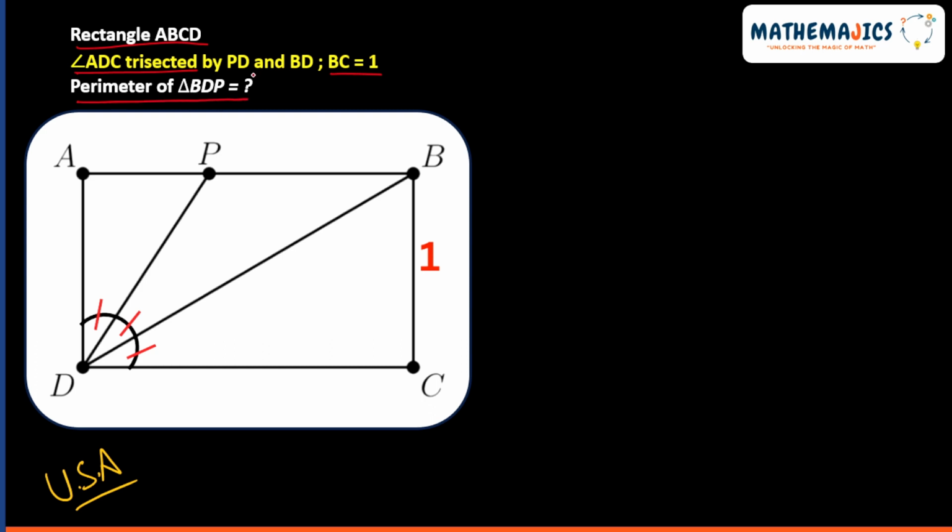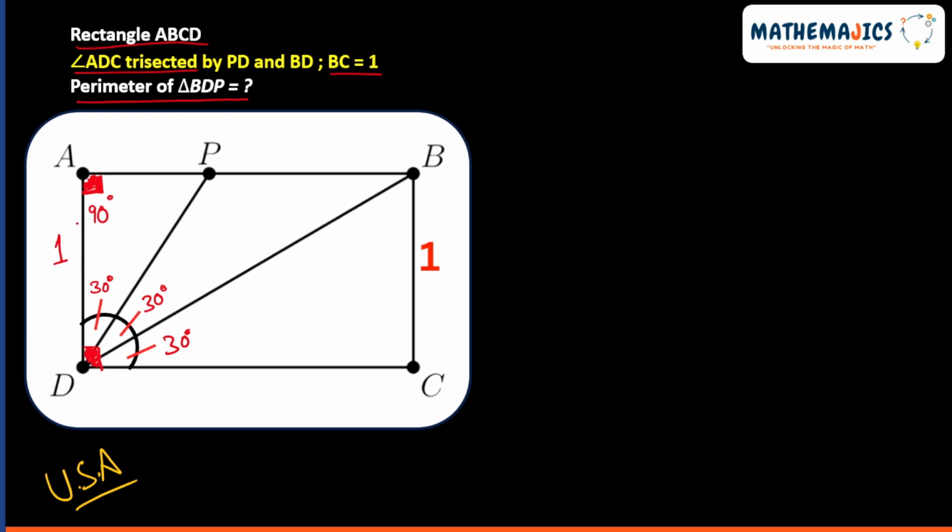Okay. So before solving the question, let's mark a few important things in the figure itself. Side BC is 1. If side BC is 1, definitely AD will also be 1 because ABCD is a rectangle. Now, angle A will be 90 degrees, because it is an angle of a rectangle. Now, this angle ADC is also 90 because this is also an angle of the rectangle. But this angle is trisected, divided into three equal parts. That means this is 30, this is also 30, and this is also 30.